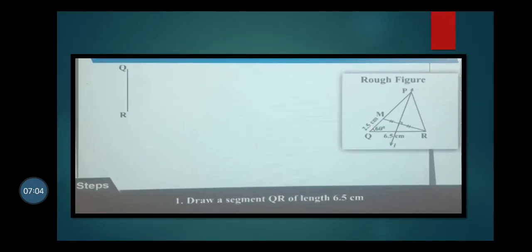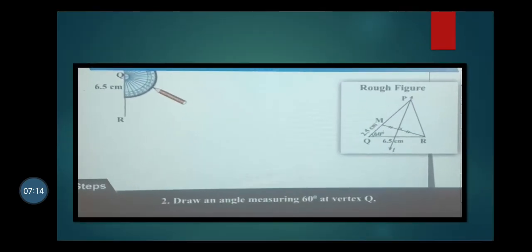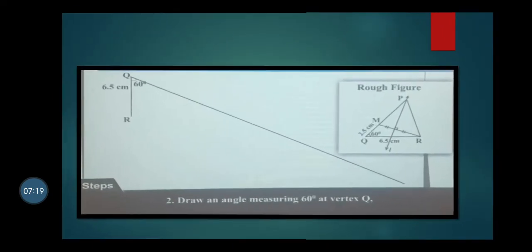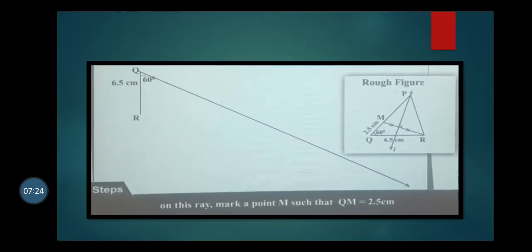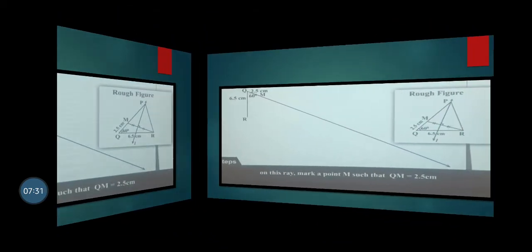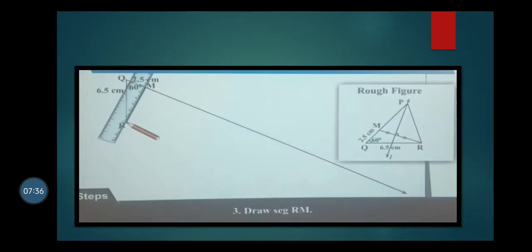Steps for construction. Step number 1. Draw segment QR of length 6.5 centimeter. Step number 2. Draw an angle measuring 60 degree at the vertex Q. On this ray, mark a point M such that QM is equal to 2.5 centimeter. Step number 3. Draw seg RM.